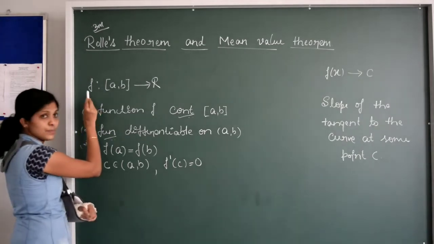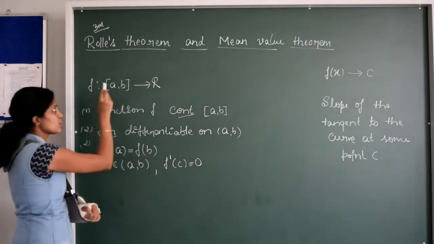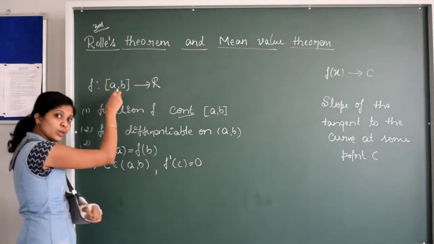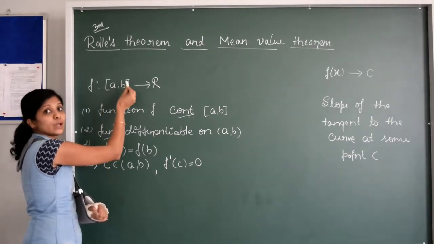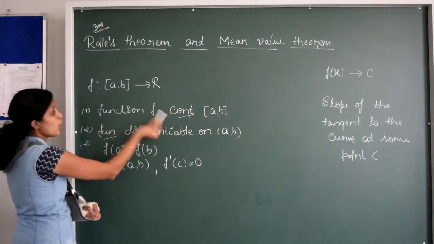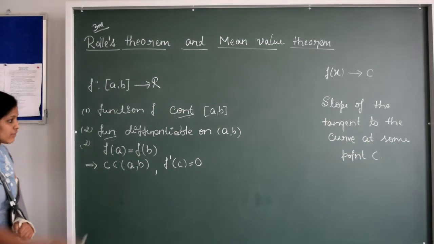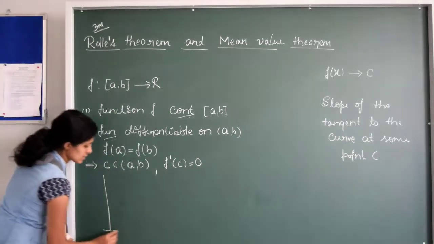I'll repeat once again. The function is defined from the closed interval a comma b to R. It should be continuous on closed interval a comma b and it should be differentiable on open interval a comma b. Then the value of f of a should be equal to f of b. Then there exists some c belonging to open interval a comma b such that f dash of c is equal to 0. We will see the geometrical representation. So we will consider some example so that you can understand it better.